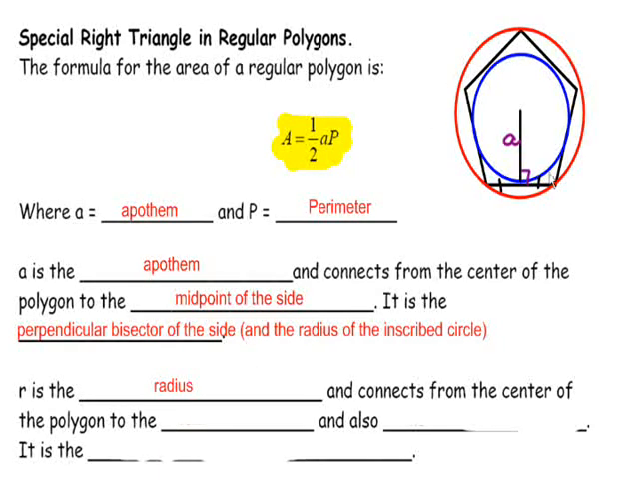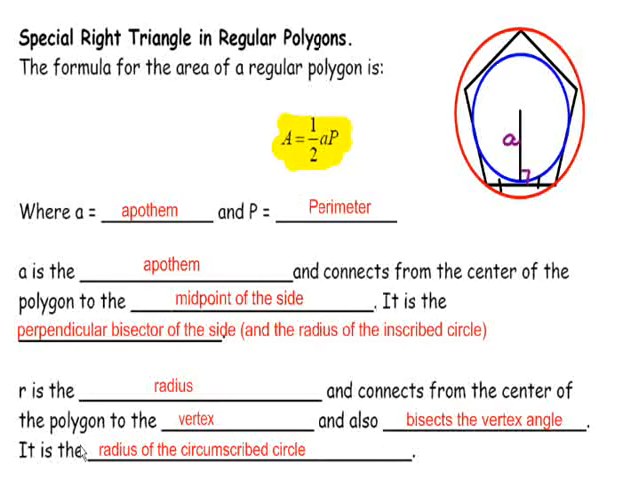So it's the radius of the red circle up here. It connects from the center of the polygon to the vertex of the polygon, and it also bisects the vertex angle. It's the radius of the circumscribed circle. If I were to draw the radius, it comes from the center of the circle to the vertex, and it bisects this angle right here, cuts it into two congruent parts, and it is the radius of this red circle. That's why we call it radius.